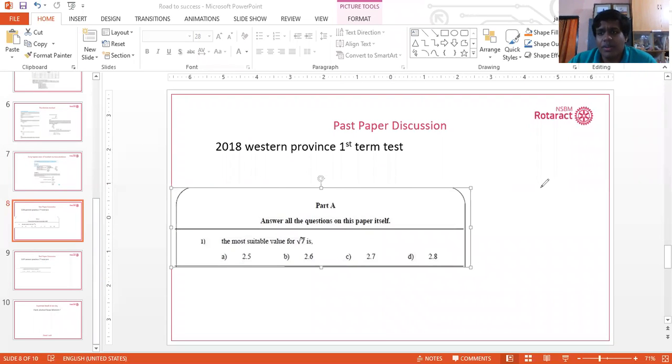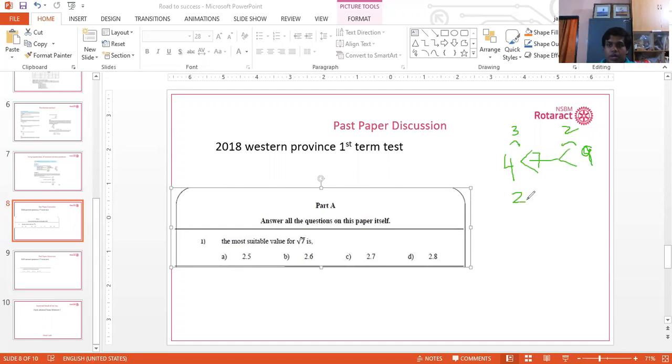So root 7, how are we going to do this? 7 falls between what two numbers? 9 and 4. Yeah, so 4. But what is it closer to? The difference: 7 minus 4 is 3, 9 minus 7 is 2. Okay, so 9 minus 7 is 2.